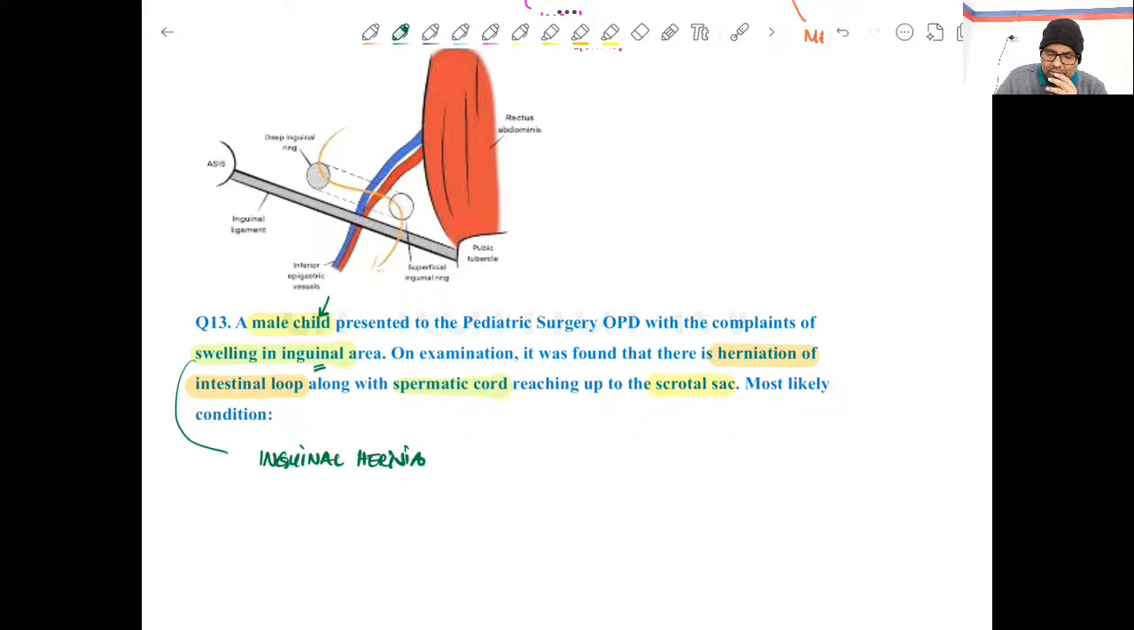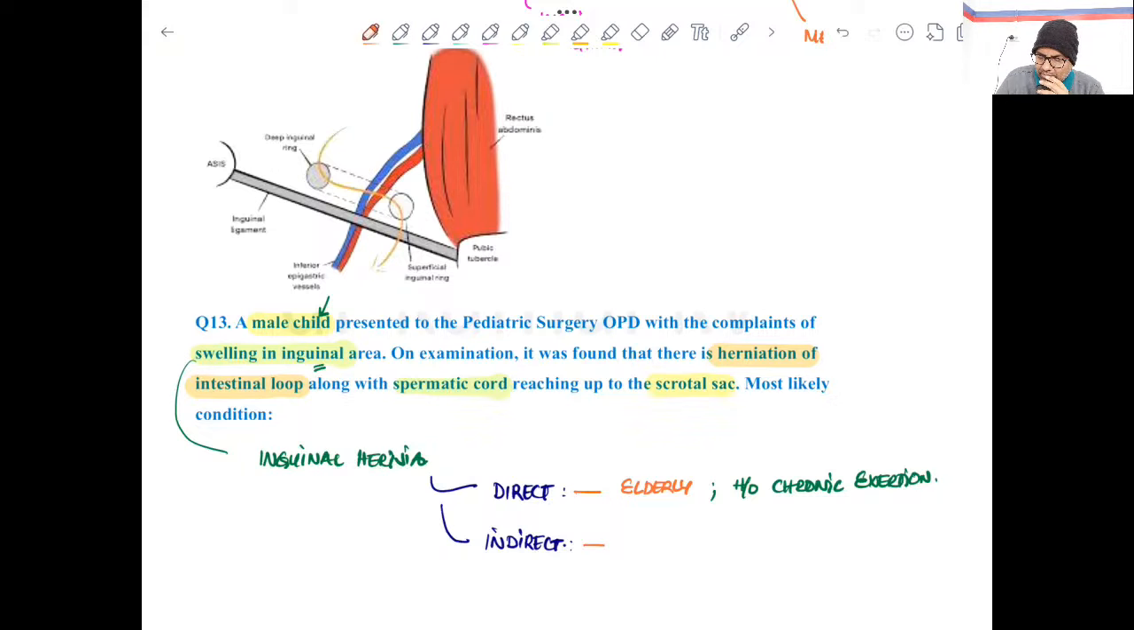Now we are not sure whether this is direct or indirect, because inguinal hernia can be of two types, direct or indirect. Now direct, I already told you, is seen in the elderly, and there is a history of chronic exertion like constipation, laborers. Okay, and indirect is seen in children without any such history. So this history is absent. So the very first point which helps us to mark our answer as indirect is, of course, the age group.